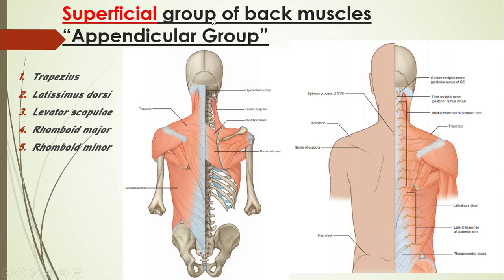This group of back muscles is also called the appendicular group. Why? Because they attach the appendicular skeleton to the axial skeleton. The appendicular skeleton is the clavicle, scapula, and humerus. And what is the axial skeleton? Head and vertebral column. They are involved primarily in movement of this appendicular part of the skeleton.